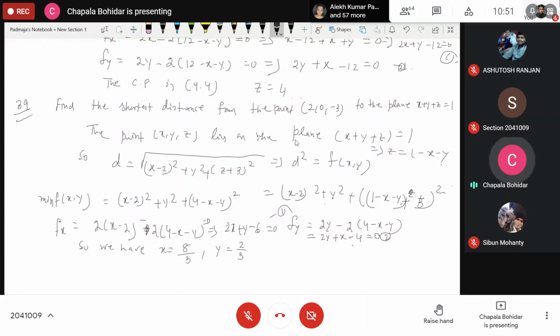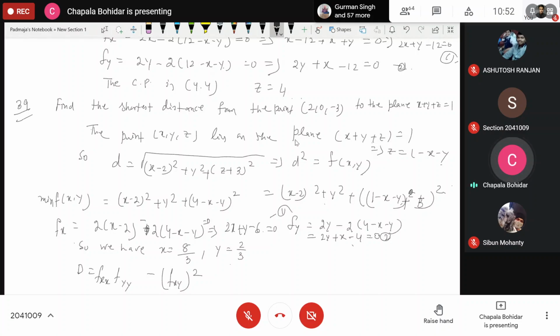Though you have a multiple choice question, you can directly find the shortest distance by using this critical point. It is not necessary to check D equals fxx, fyy at the critical point minus fxy square. Don't waste your time doing this. In offline, you have to show that yes, we are getting the shortest distance here.